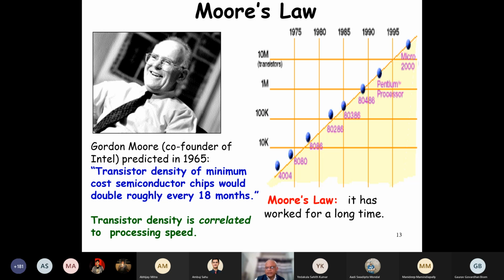Okay, the answers are not clear exactly. We'll see what really happens. Please watch out for this. How is the processing speed improved with more transistors? Very fundamental question.